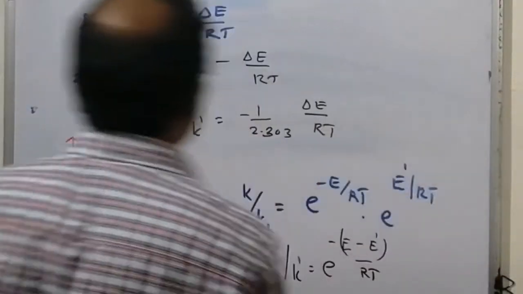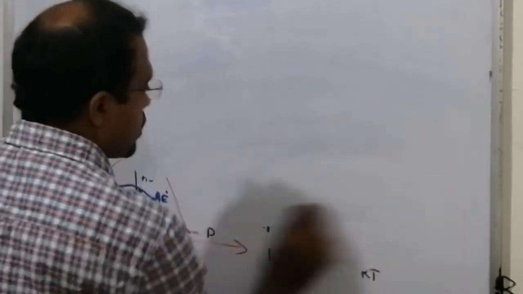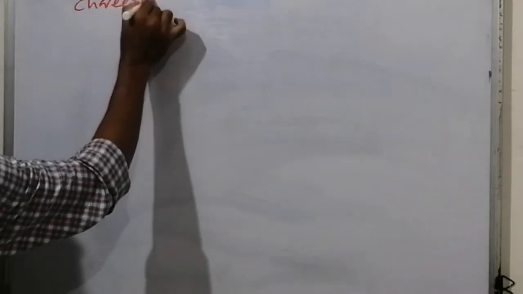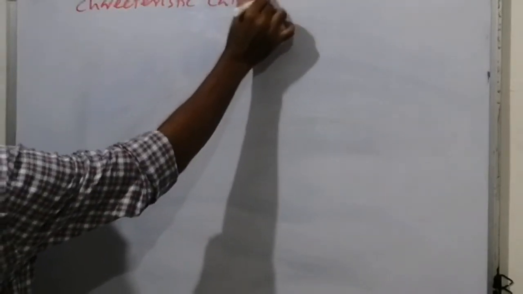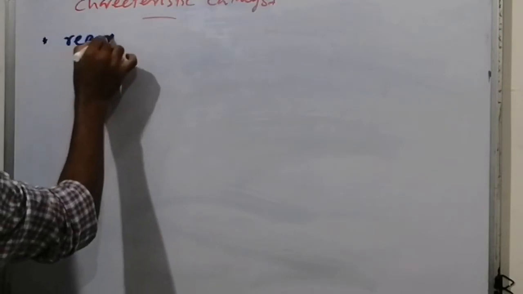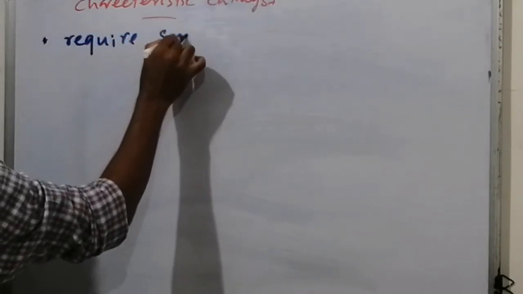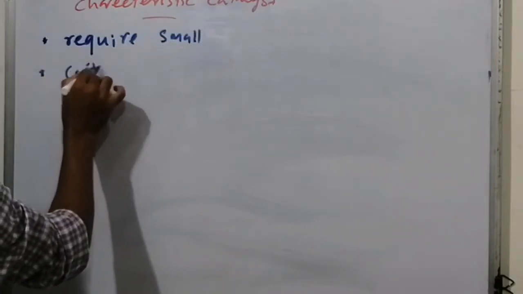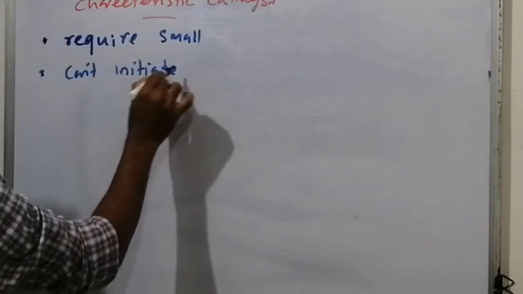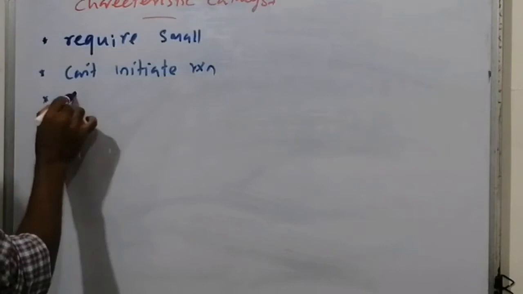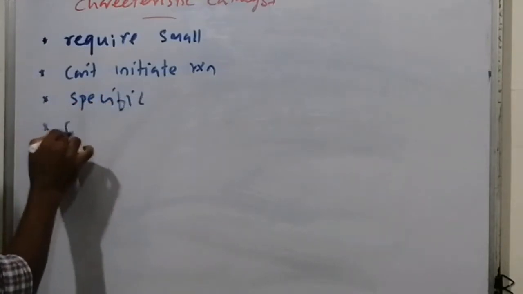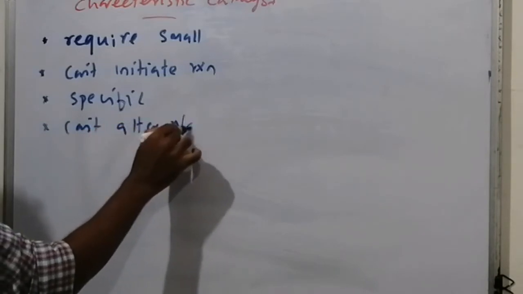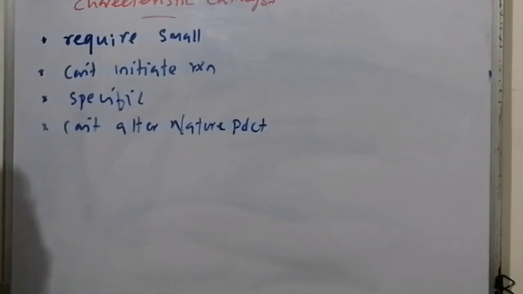Now, characteristics of catalyst. We can discuss some characteristics. One, it requires only a small quantity. Two, it cannot initiate the reaction. It does not initiate the reaction. Third, it is specific. It cannot alter the nature of the products. You will not get a different product when a catalyst is added. Same product.